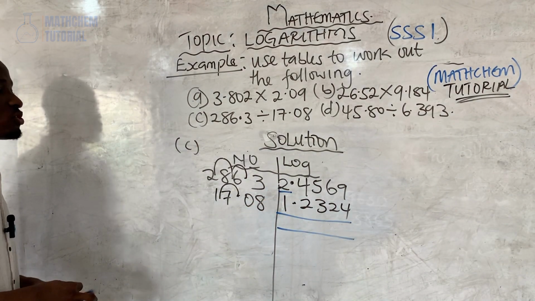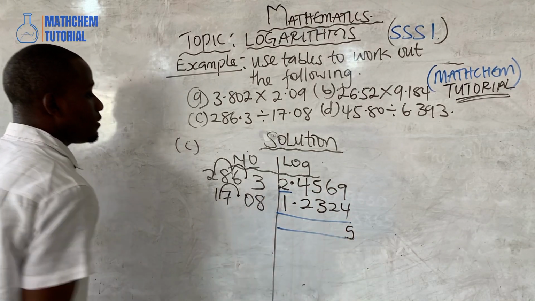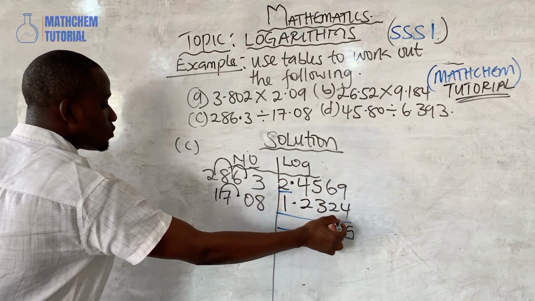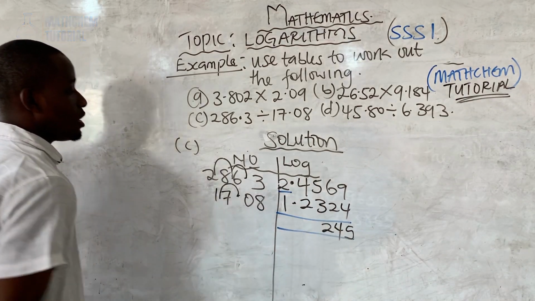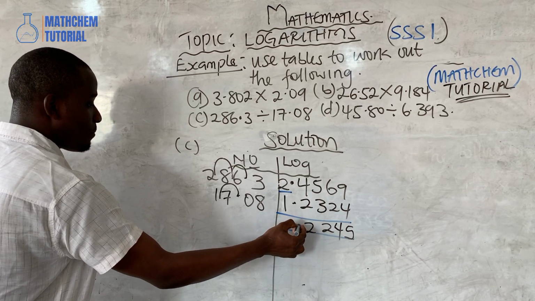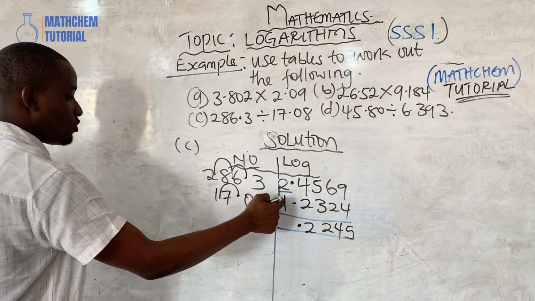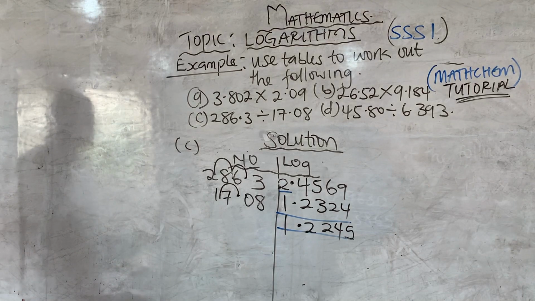Now let's subtract. That will be 9 minus 4, that is going to be 5. Then 6 minus 2, that's going to be 4. 5 minus 3, that's going to be 2. 4 minus 2, also going to be 2 as well. My decimal point to be here. And then 2 minus 1, and that gives me 1. So I have it as 1.2245.